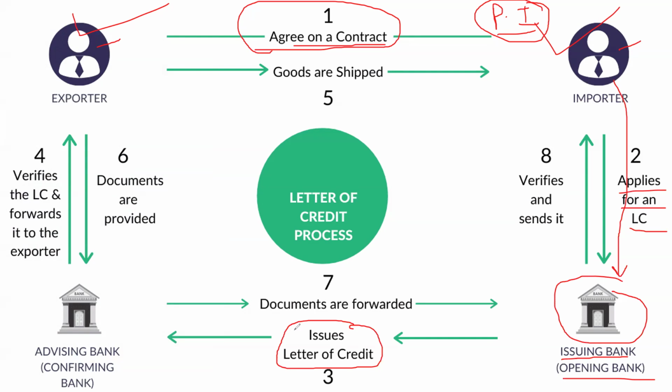He will issue the letter of credit to the bank which is of this exporter. The issuing bank will issue the letter of credit in the name of the exporter's bank, and this bank will be called the advising bank. And sometimes the concept of a confirming bank will come.